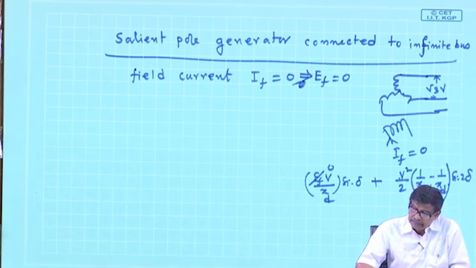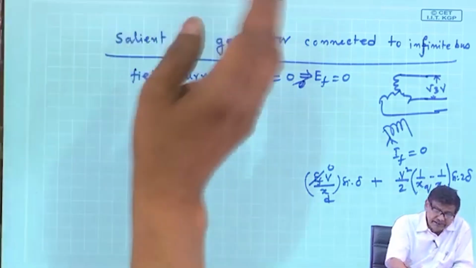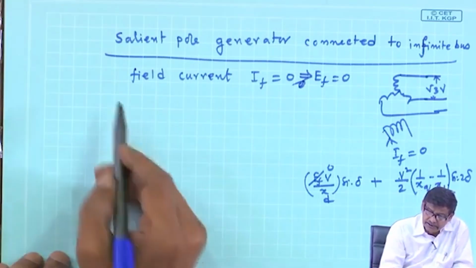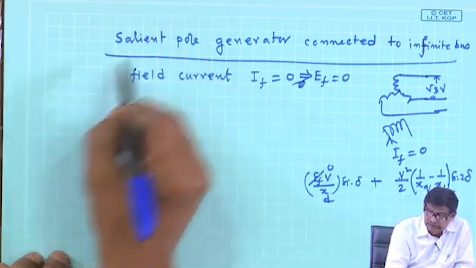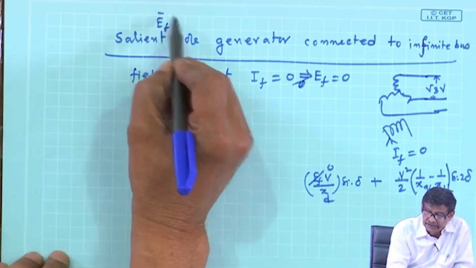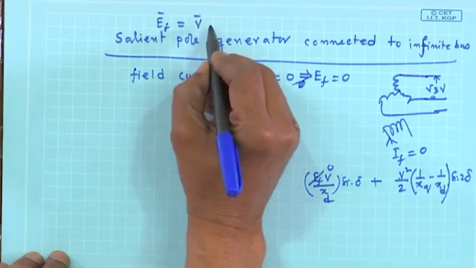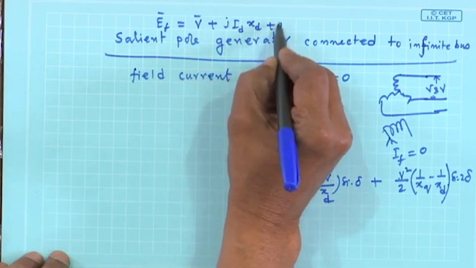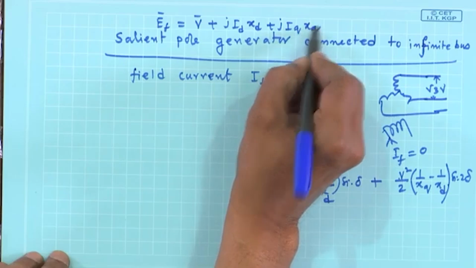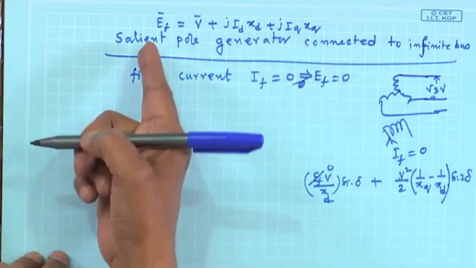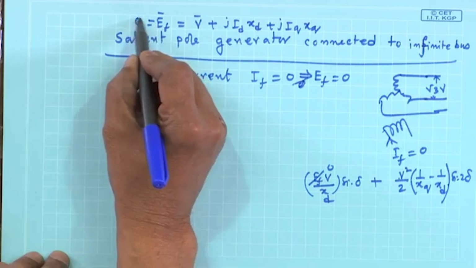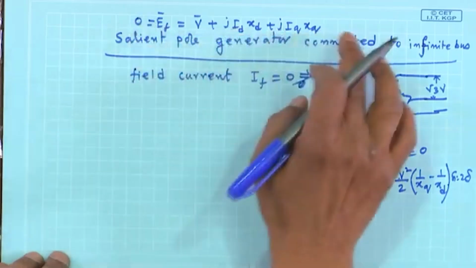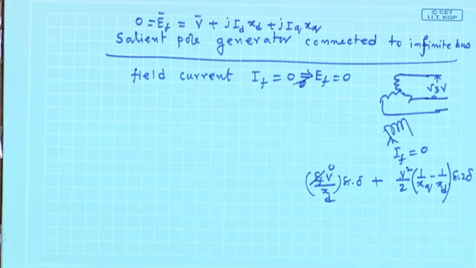Now, in this case, how to draw the phasor diagram? Listen carefully. It is generator mode, so the relation I will use is EF equals V plus j ID x d plus j Iq x q, and this EF is 0. So this must add up to 0. Now, how to draw the phasor diagram of this?